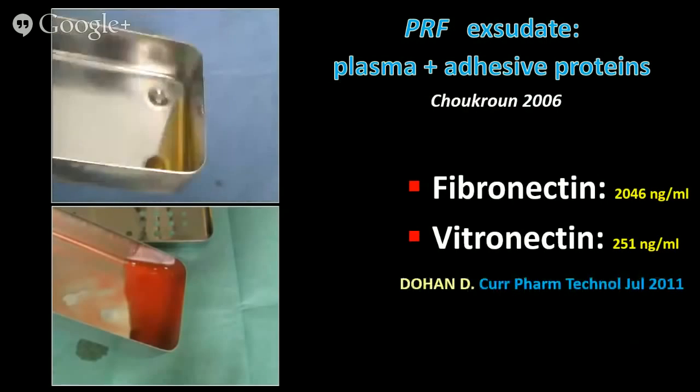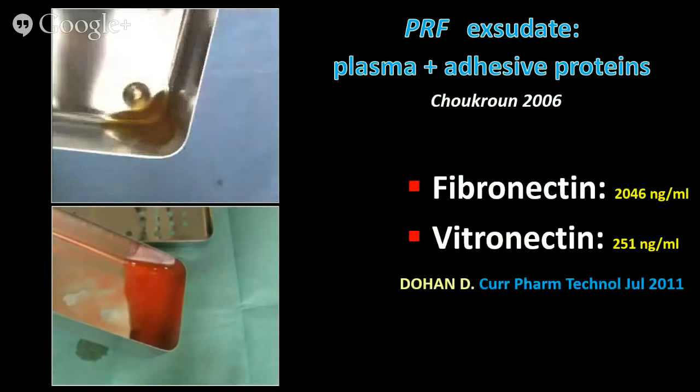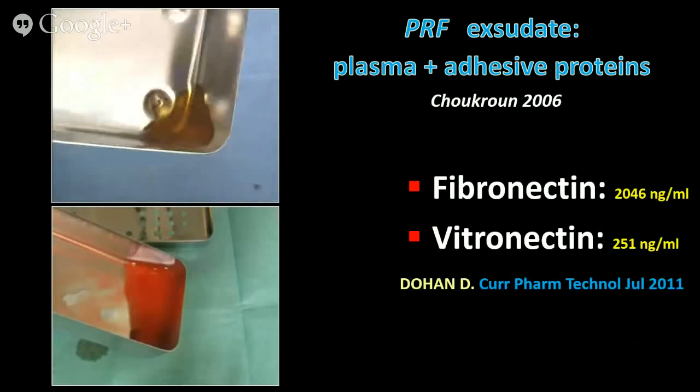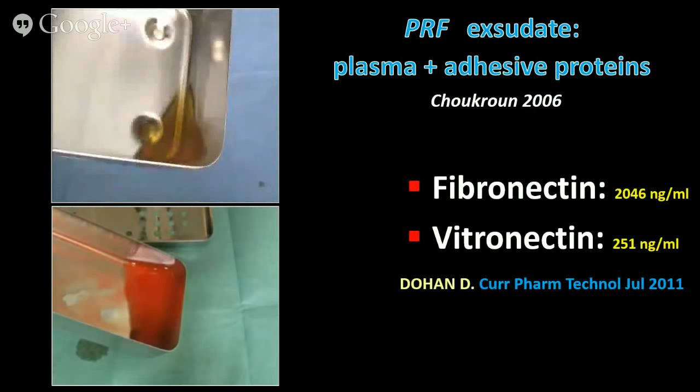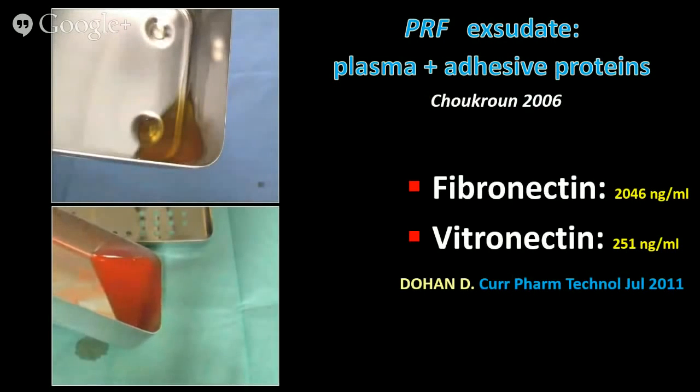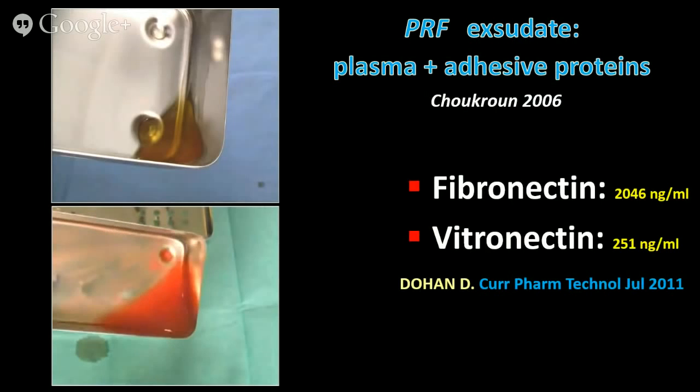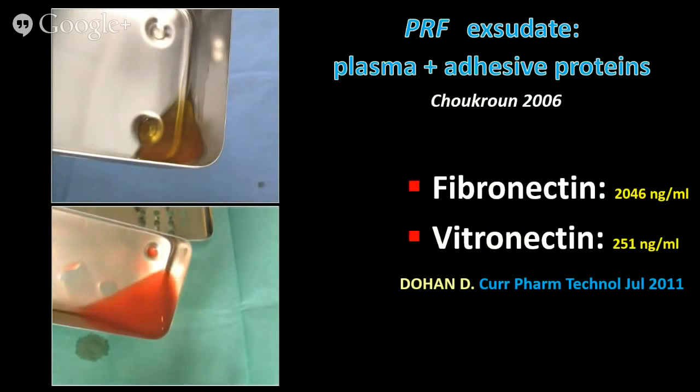We have a fluid in the bottom. This fluid is coming from the clots, but the essential thing about this fluid is that it contains a lot of adhesive proteins such as fibronectin and vitronectin.